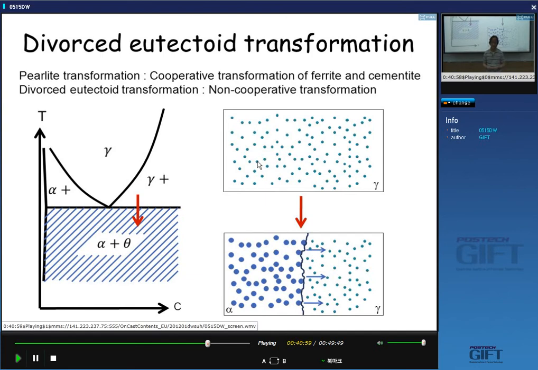So usually in industrial application, the process time to make this spheroidized structure is about 1 or 2 days. It takes quite a long time. It takes much longer time.